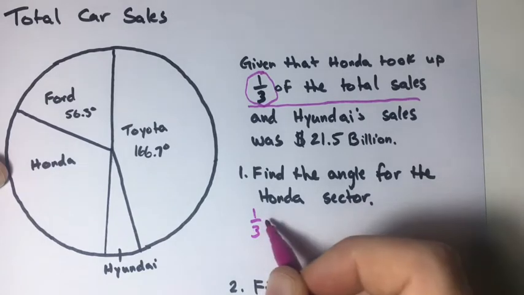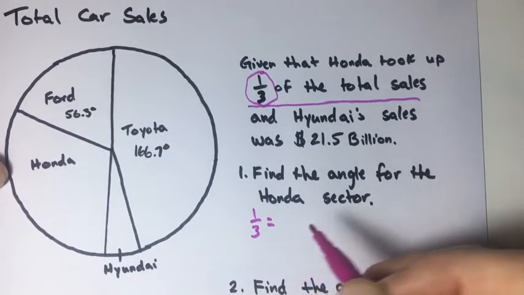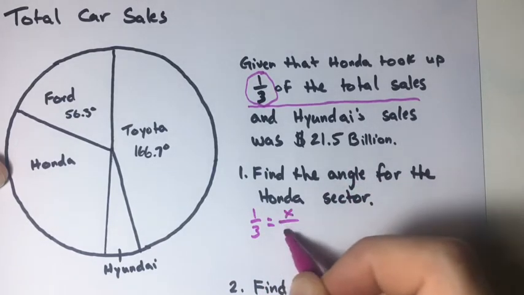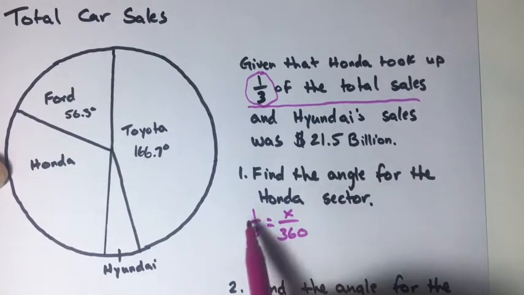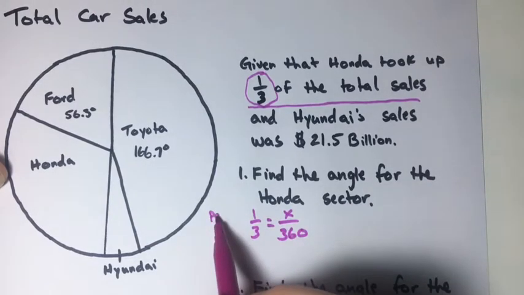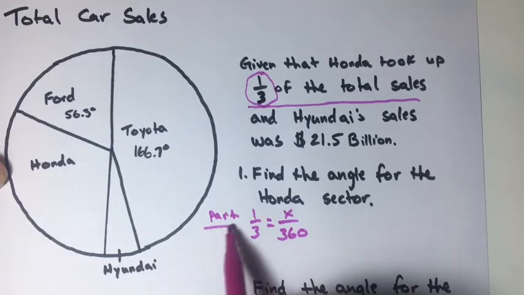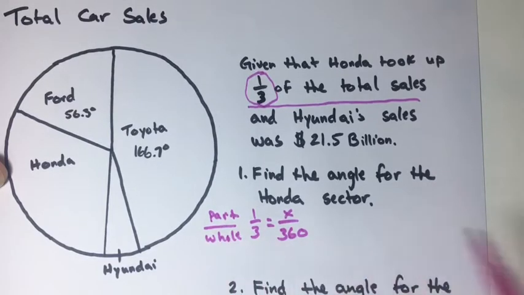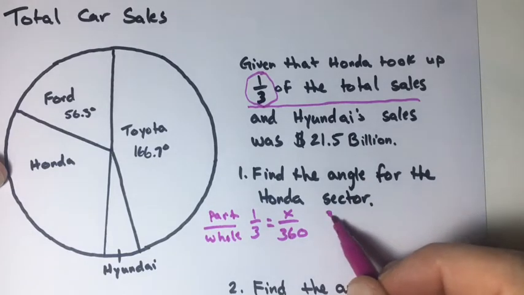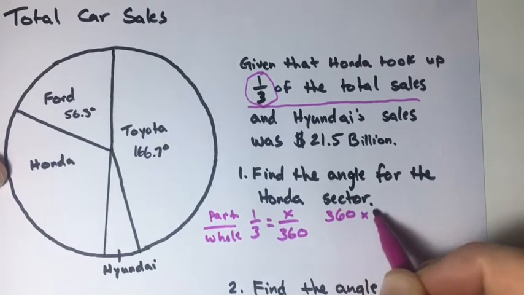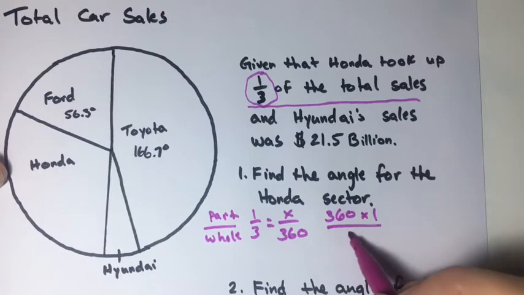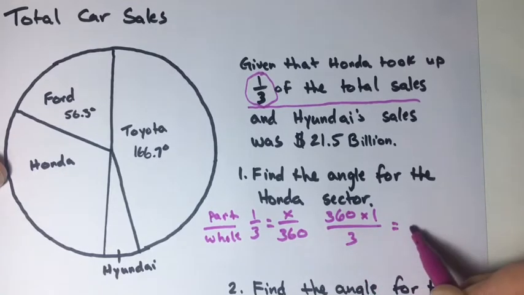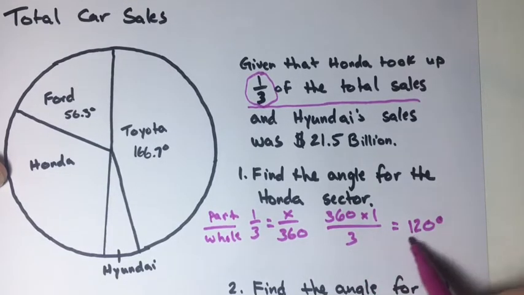So we can say 1/3 is equal to x over 360, because this is our part over whole. Now if we solve for x, we have 360 times 1 over 3, and that comes to 120 degrees.